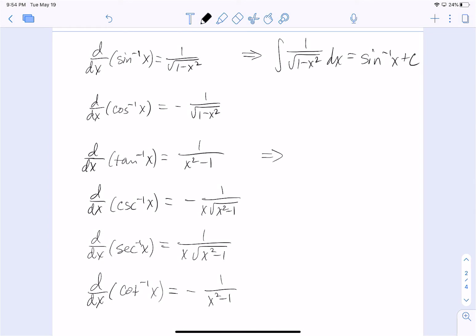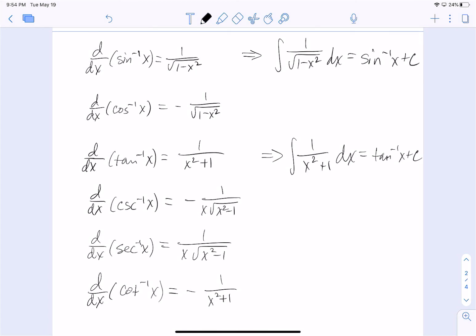Reversing the derivative of the inverse tangent gives us that the integral of 1 over x squared, that should be a plus 1. It's a plus 1, folks. Everybody look, this is a plus 1 right here in the denominator. For the inverse cotangent, it is a plus 1. Okay, the integral of 1 over x squared plus 1 dx is equal to the inverse tangent of x plus c.